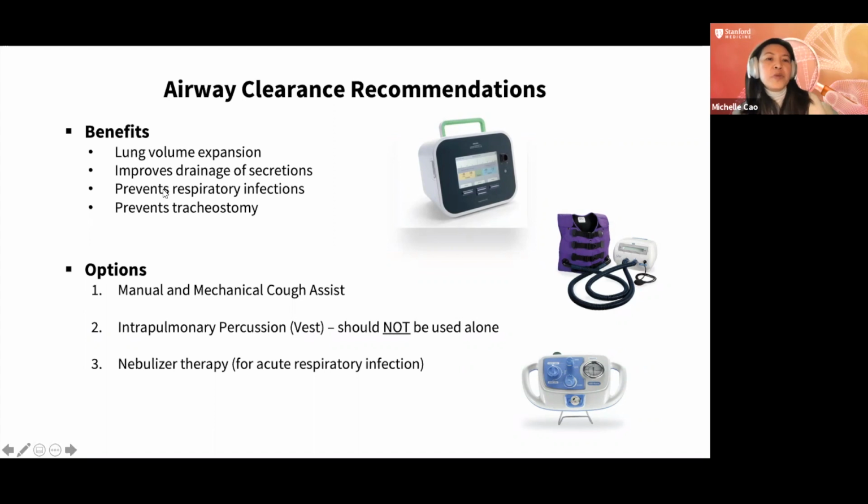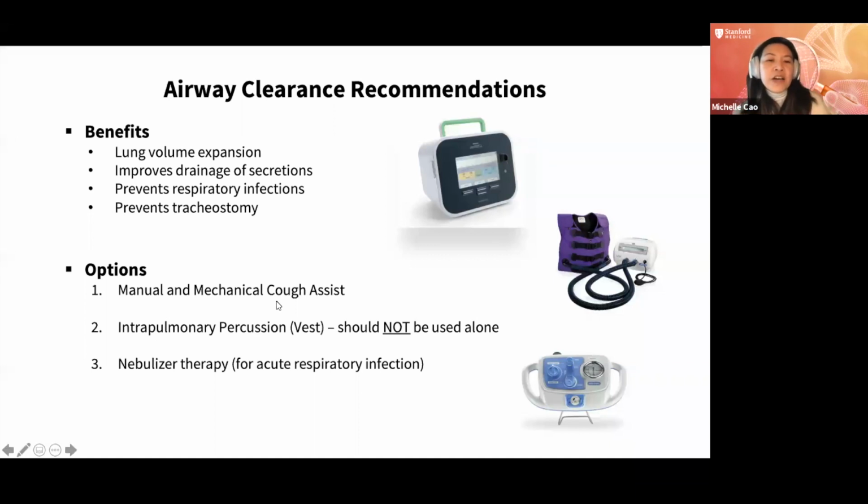Of course, it also improves drainage of secretions, and by doing that, it prevents respiratory infections such as pneumonia, and can also prevent tracheostomy. There are three options. There is a manual or mechanical cough assist. Also, there is the percussive, which is the vest therapy.